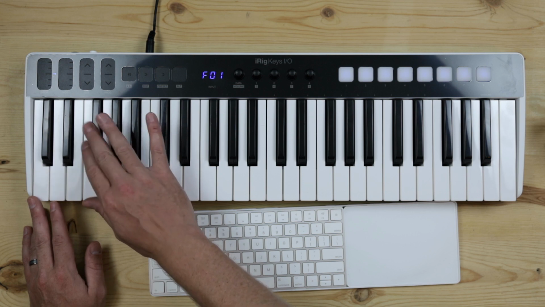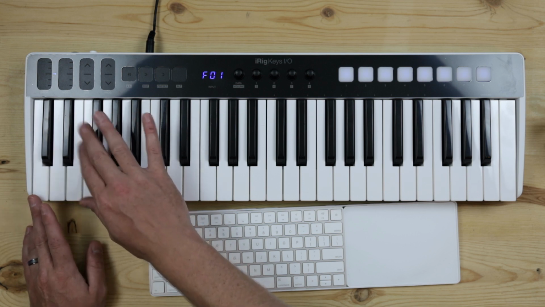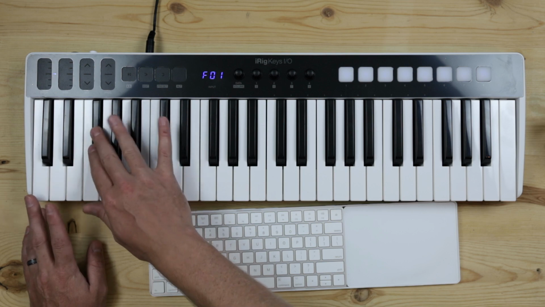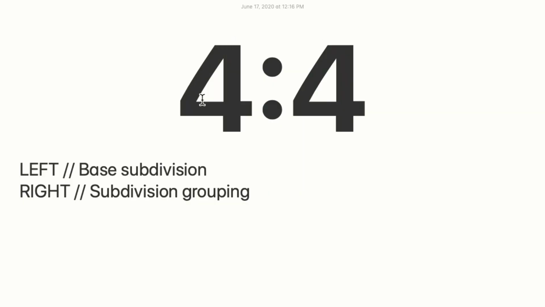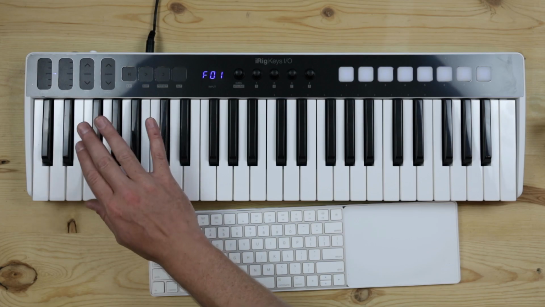So in this example, we have one. Ready? And I'm going to group every 4. 1 2 3 4, 1 2 3 4, 1 E and a 2 E and a 3 E and a 4 E and a. That is a pulse. That's not our meter, that's our pulse. Okay, so we have a 16th note subdivision, a subdivision of 4, and we're grouping those every 4 times. So we have 1 2 3 4, 1 2 3 4.